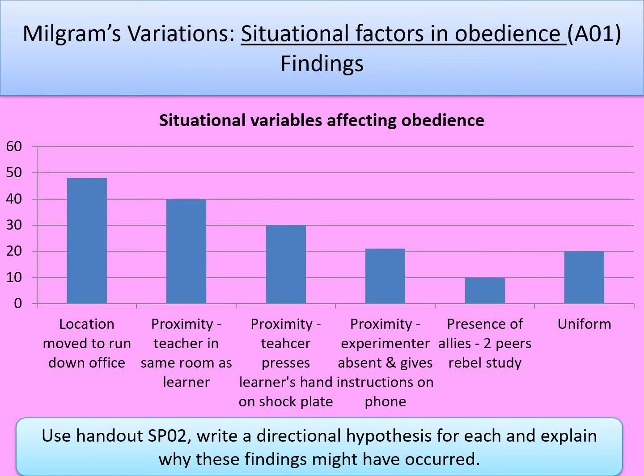So there are some of the findings of the situational variables. Use the SPO2 handout to write a directional hypothesis for each of the variations. I've given you the IV and DV on the SPO2 for each of the variations, and on the last page it asks you to draw a bar chart to show the findings of the variations.